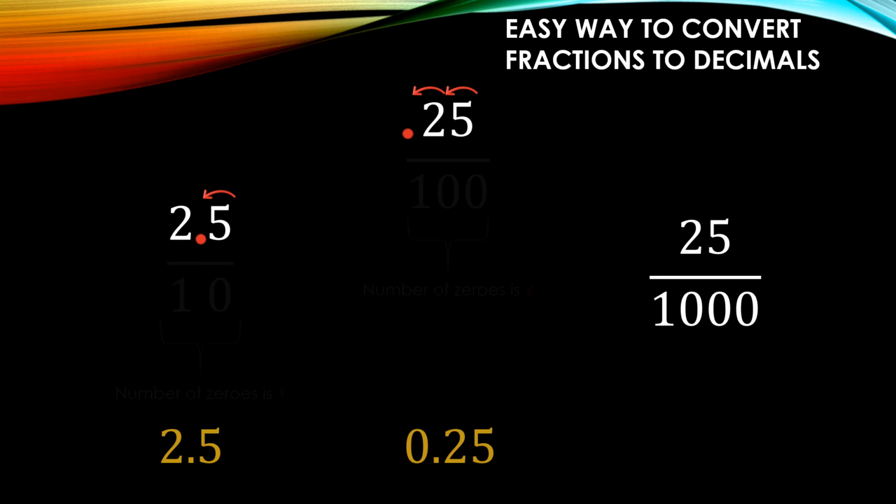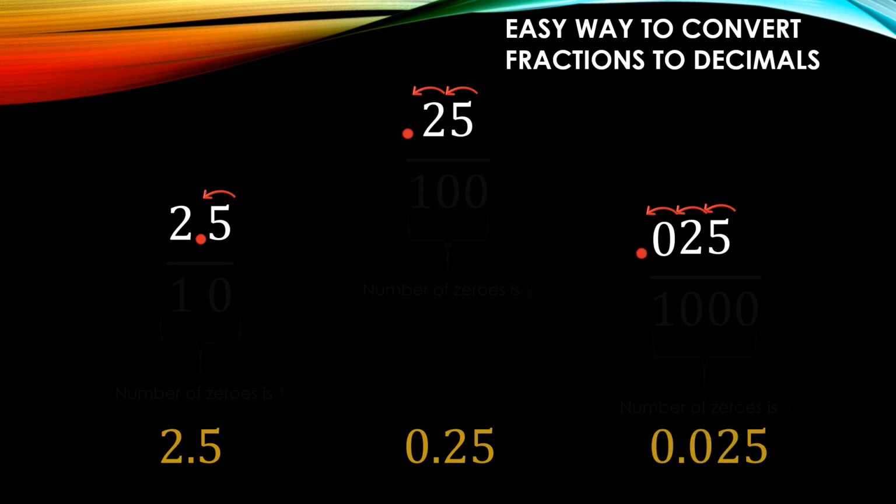Let us take one more example. 25 upon 1000. See the denominator. It is 1000. How many zeros in 1000? Yes, 3. So in numerator, count 3 digits from the right and put the decimal. Since there are only 2 digits, we will put a 0 and then a decimal. So the answer is 0.025.